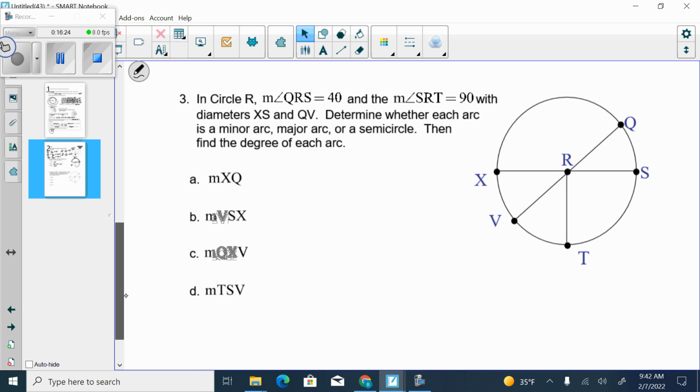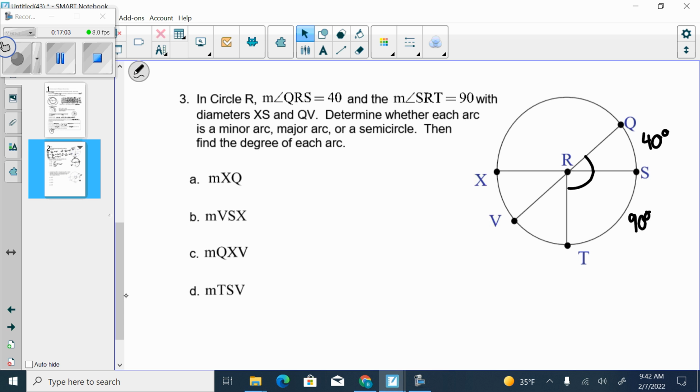Okay, last question. It says in circle R, the measure of angle QRS right here is 40, guys. So that would make the arc QS also 40. The measure of angle SRT right here is 90. That would make this arc 90. It says that XS and QV are both diameters. Determine if each of these is a minor, major, or semicircle, and then also tell its degree.